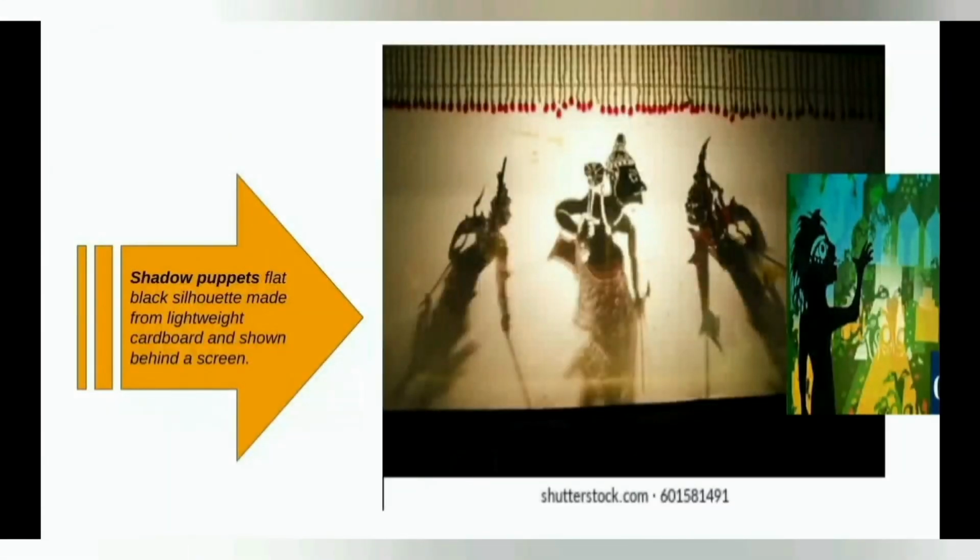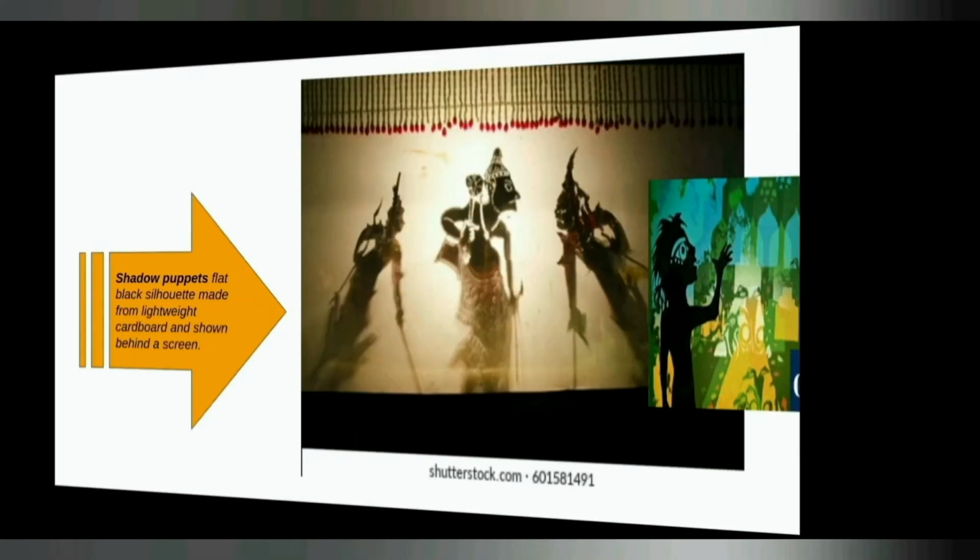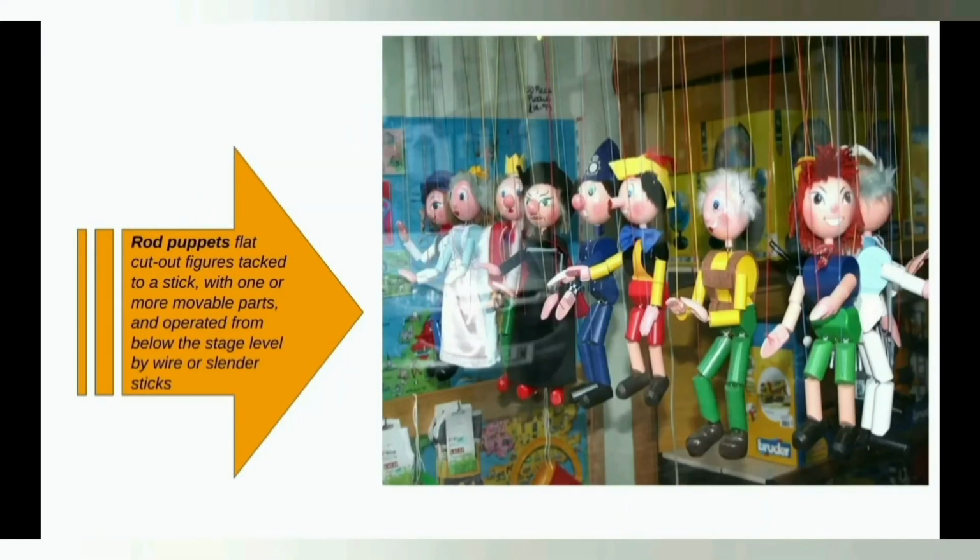First, shadow puppets. These are flat black silhouette made from lightweight cardboard and shown behind the screen. Second, arrowed puppets. These are flat cut-out figures attached to a stick with one or more movable parts and operated from below the stage level by a wire or a slender stick.